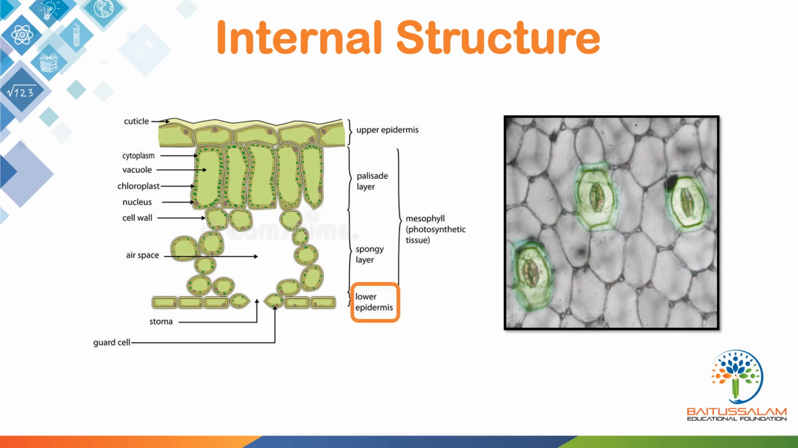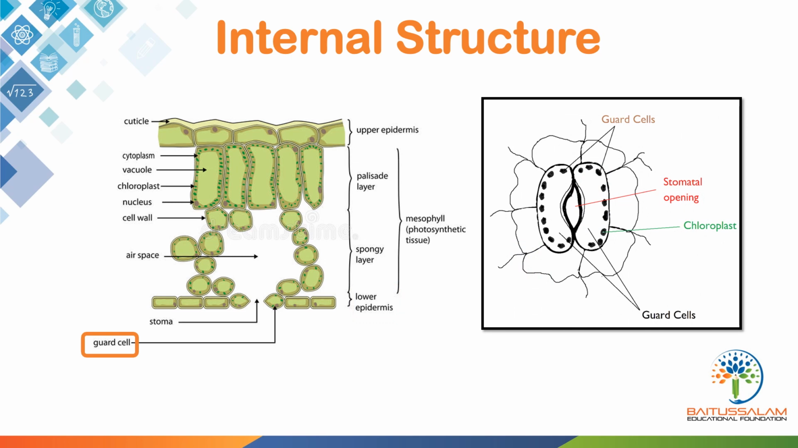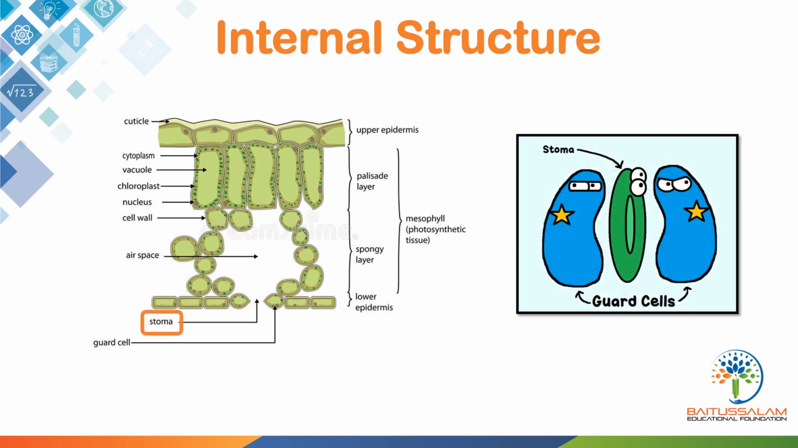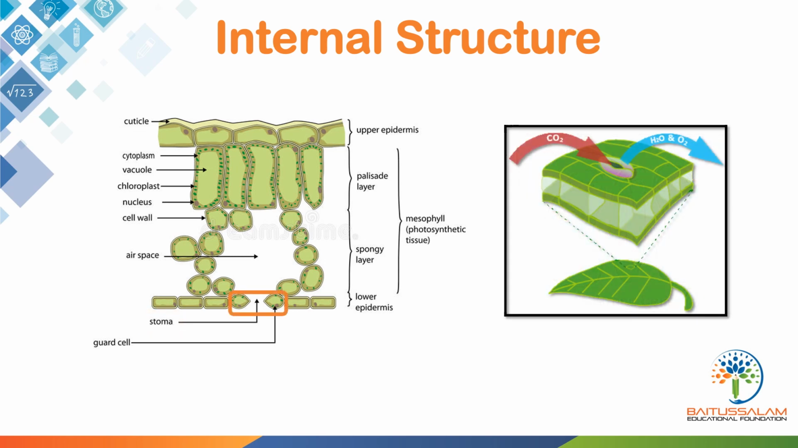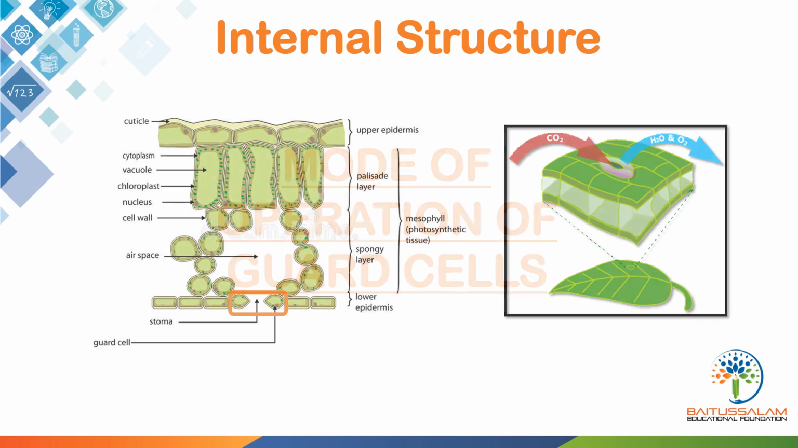The lower epidermis is also a single layer of closely packed cells covered by a layer of waxy cuticle. Guard cells are bean-shaped, chloroplast-containing cells located in the lower epidermis. They control the opening and closing of the stoma, that is the gap between the guard cells. The stoma allows carbon dioxide to diffuse in, oxygen to diffuse out and water vapor to escape.